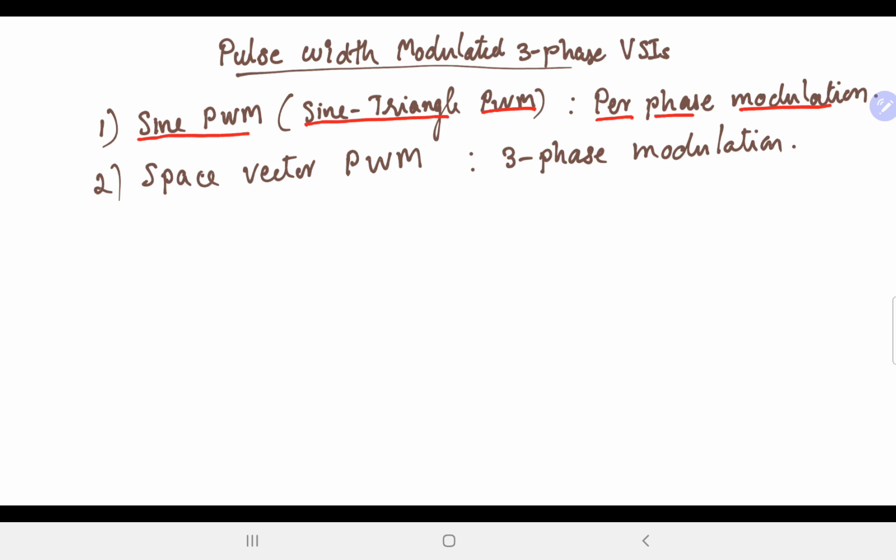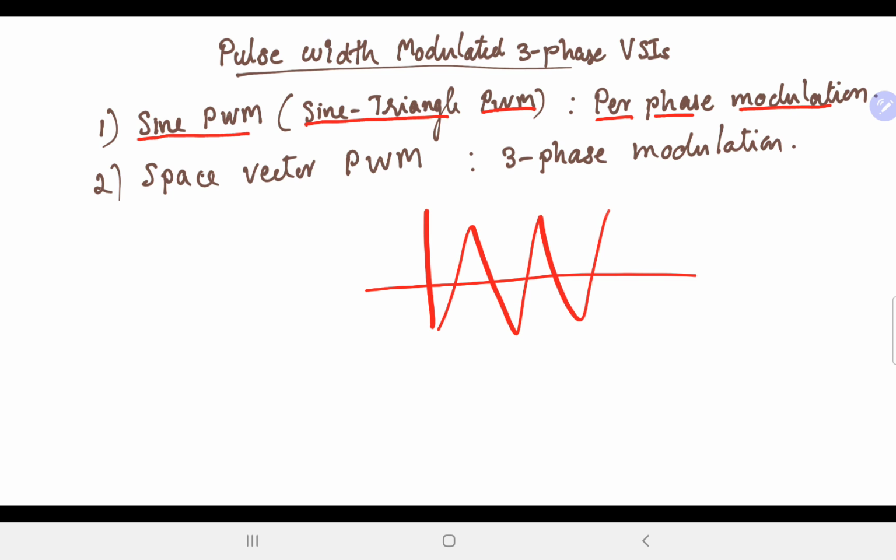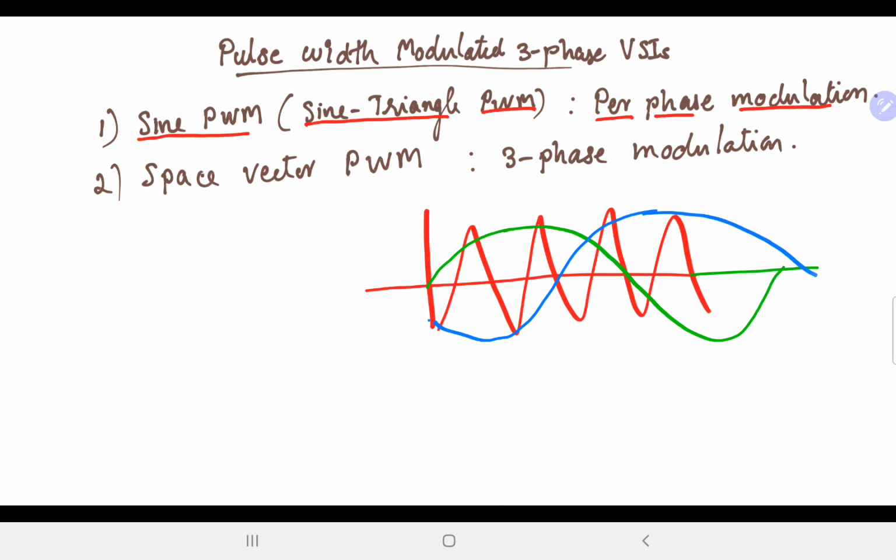What we'll do here is that for every phase you will have one triangle, and we are going to compare that triangle with one sinusoid which corresponds to phase A, another sinusoid which will be 120 degrees apart, and the other sinusoid which will be 240 degrees apart, and so on and so forth. That's what we do. So it's a per-phase modulation scheme, a sine PWM.